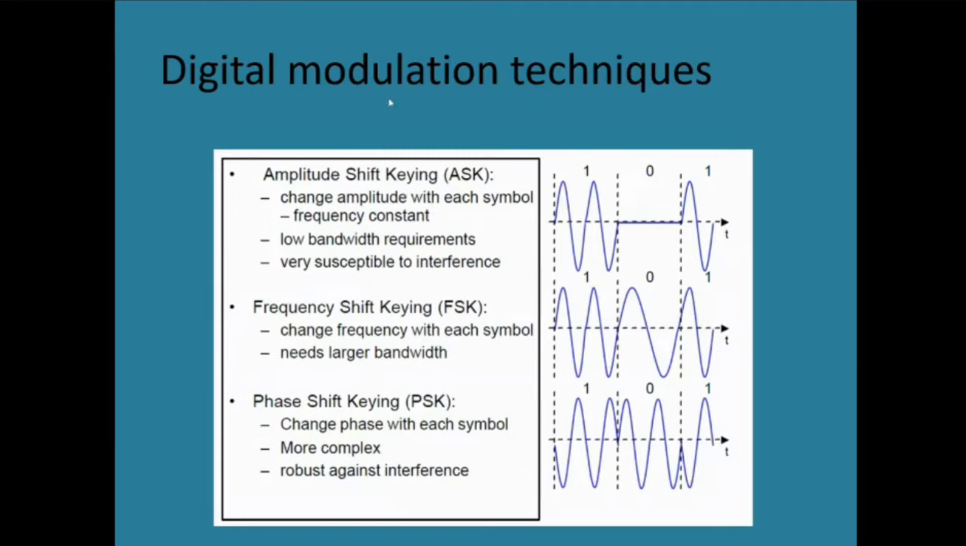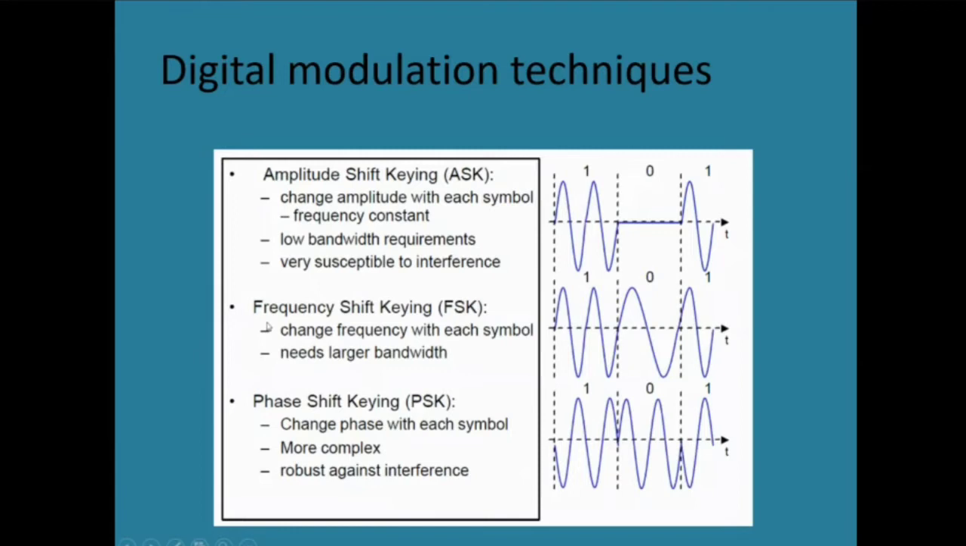Here the message bits are digital bits, ones and zeros, and the carrier is a sinusoidal carrier. It has low bandwidth requirement, and it is otherwise known as on-off keying, because it is just like a switch, switching on and off. And it is very susceptible to interference.